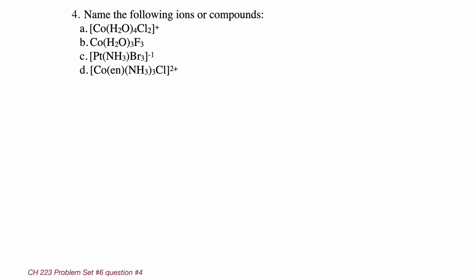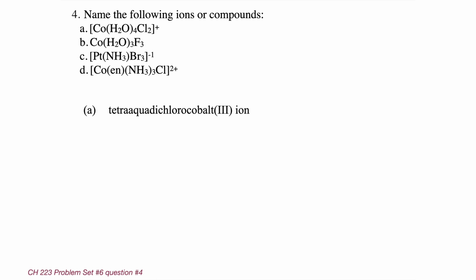And for the aqua waters and the chloros, you want to put things in alphabetical order. Tetraaqua would be 4 waters, dichloro 2 chlorines, cobalt 3 for the charge on the cobalt, ion. It's an ion because it has a charge. Notice that the next one doesn't have a charge at the end, so that's not going to have the ion name. But this one, we do want to have the charge on it, so it is an ion. Tetraaqua dichloro cobalt 3 ion.